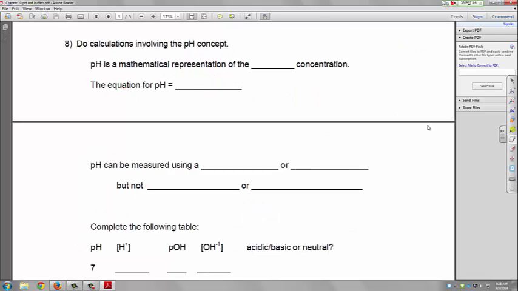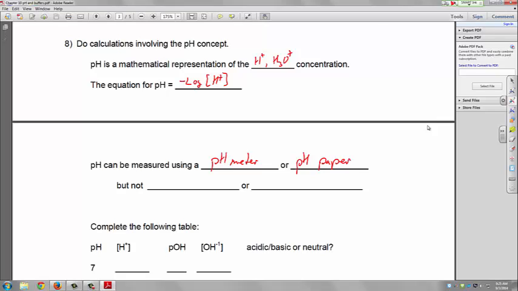Do calculations involving the pH concept. pH is nothing more than a mathematical representation of the hydrogen ion, or if you wish, hydronium ion concentration. The H in pH stands for hydrogen, and the equation is simply pH equals the negative log of the hydrogen ion concentration. One thing I didn't mention in lecture, we do discuss in lab: pH can be measured using a pH meter or pH paper.